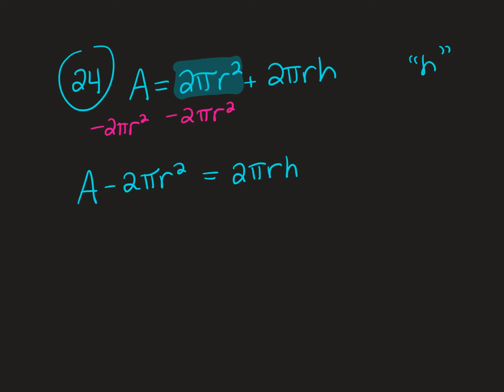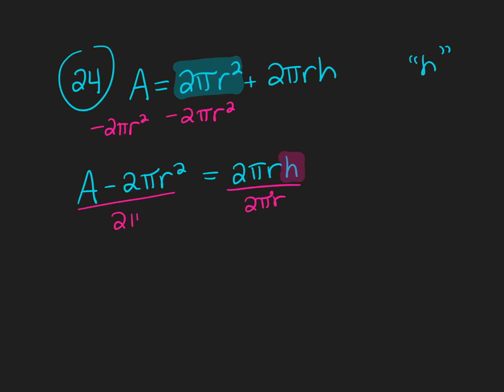Remember, our goal is to try to get this by itself. We want to get h by itself. So then I ask myself, what's being done to h right now? Well, right now we are multiplying h by 2 pi r. Once again, whatever that product is, it's just an unknown number right now because we don't know what r is. So to undo that multiplication, I'm going to divide. I keep forgetting to go back to the pen after the highlighter. I'm going to divide by 2 pi r.